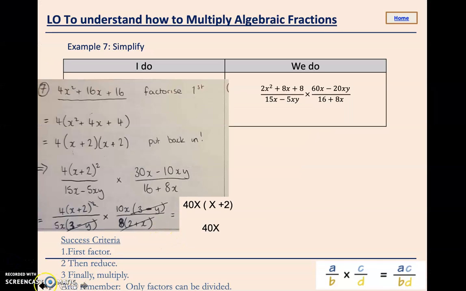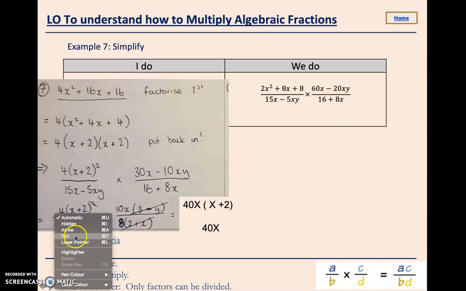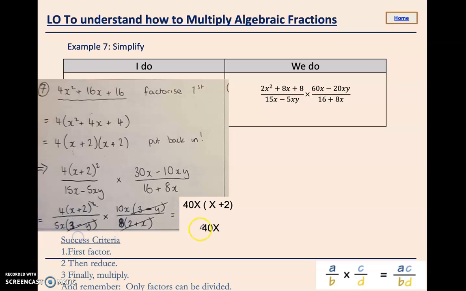Now, you'll see my little bit of trickery here, because I spotted a mistake. Well done if you spotted it before me. So, we ended up with 4(x plus 2) times by 10x. Our 4 times by 10 will give us the 40x, and then we still have our x plus 2. Now on the bottom we have 5x times by 8. The 5 times by the 8 gives us 40, then we times by the x gives us 40x. So now I can notice that this here cancels with this here, and it leaves us with just x plus 2.